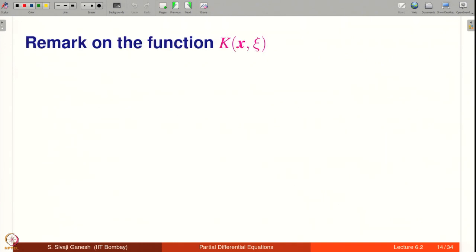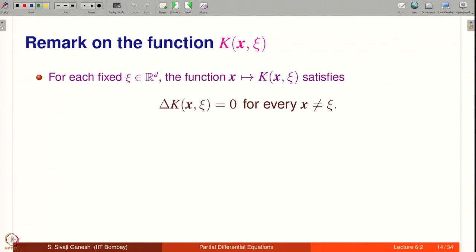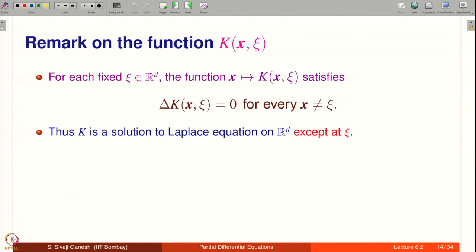So, a remark on the function k of x, xi. For each fixed xi in R^d, the function x going to k of x, xi satisfies Laplacian k of x, xi equal to 0 for every x different from xi. When x equals xi, there is a problem, k is not defined, but for any other x, Laplacian k of x comma xi equals 0.